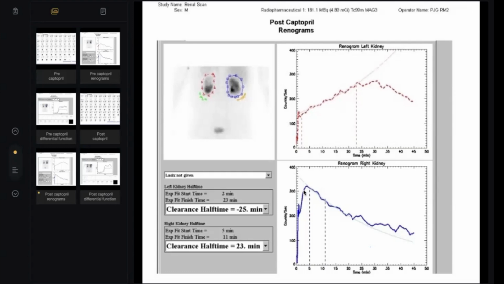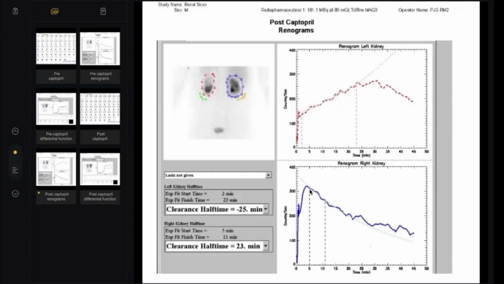The most important thing is to understand what happened. There is uptake. The time to peak. This is the first most important. The time to peak must be between 3 to 5 minutes. Okay, this is the time. This is the count. What is the count? Count means the percent of the tracer dose.